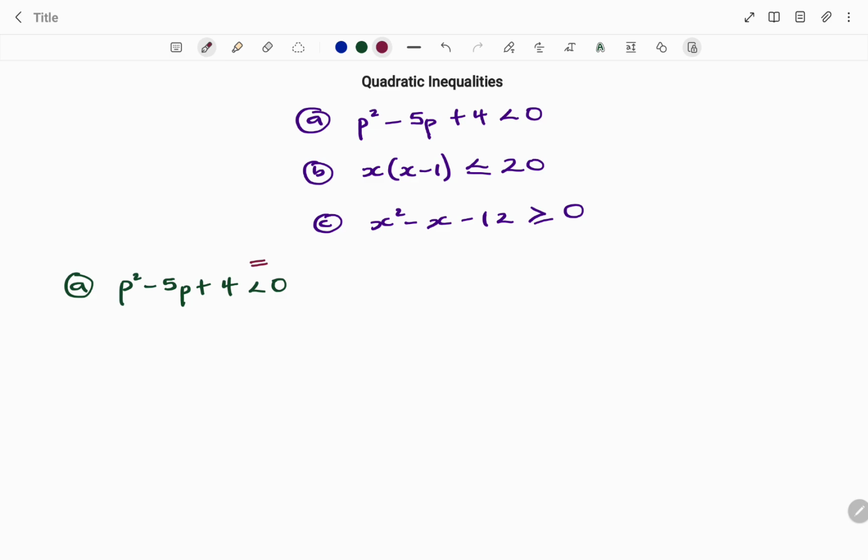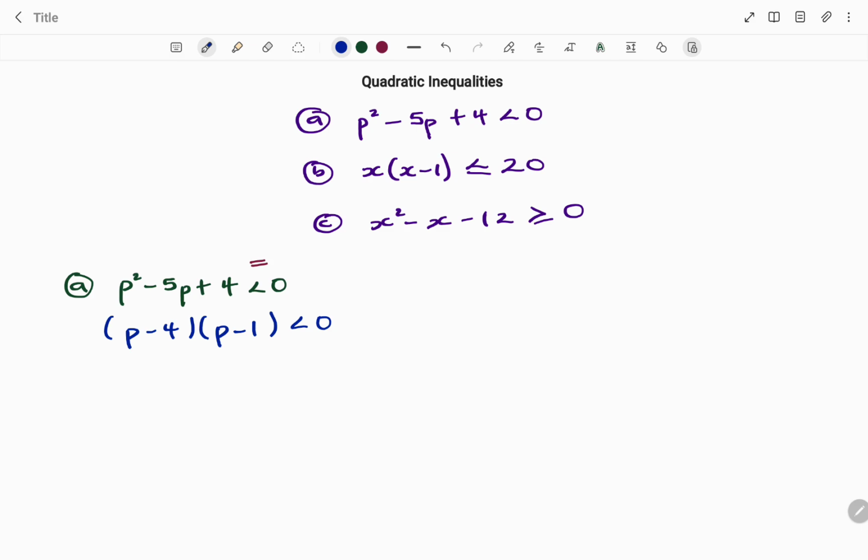And when you have a quadratic equation, how do you solve that? We solve by, first of all, factorizing what we have, and then you find the values. So the first step is to factorize the left-hand side. We have less than 0. p squared minus 5p plus 4, if we factorize, will give us (p minus 4)(p minus 1).